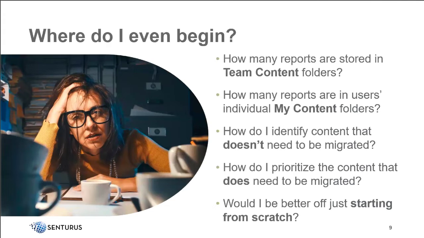Even once you know how much stuff is out there, how do you identify the stuff that doesn't need to be migrated? Because often there's a lot of stuff that you can simply throw away or leave behind. And how do you prioritize the content that does need to be migrated? Even beyond that, a lot of customers say, well, would I be better off just starting from scratch, right? Am I better off just throwing that out completely and rebuilding everything from the ground up?